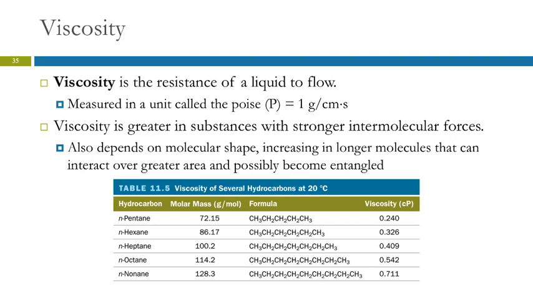Viscosity is the resistance of a liquid to flow. So you can think of it as being thick, right? It doesn't want to flow very well. So it makes me think of maple syrup. Motor oil is thick. Honey is thick. It doesn't pour easily. Whereas water pours much more easily than honey does, right?